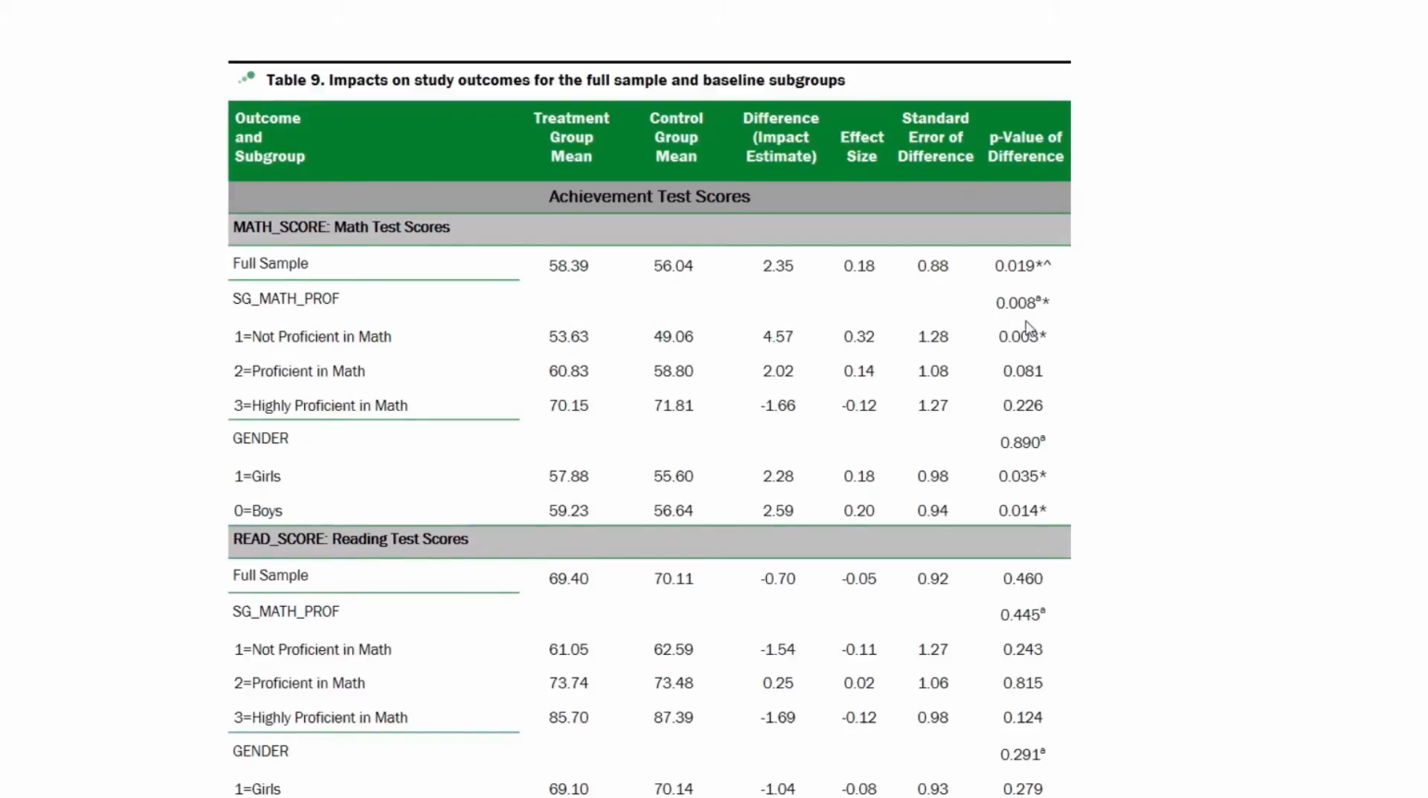We see that the impact appears to be larger for those with lower levels of math proficiency at baseline than those with higher levels. There is no evidence, however, of differences in impacts on math scores between girls and boys. In addition, there is no evidence that the after-school intervention improved reading test scores for the full sample or for any of the considered subgroups.